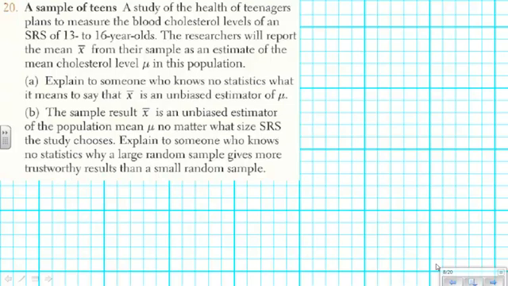Explain to someone who knows no statistics why a large random sample gives a more trustworthy result than a small random sample. Back to the idea. Big idea again. We have bias and we have variability. We don't like either of them. We eliminate bias by doing good sampling technique, meaning simple random sample. We eliminate variability by having larger sample sizes.